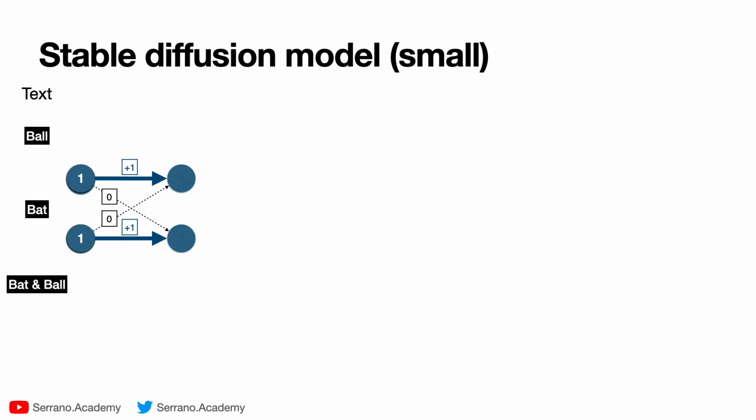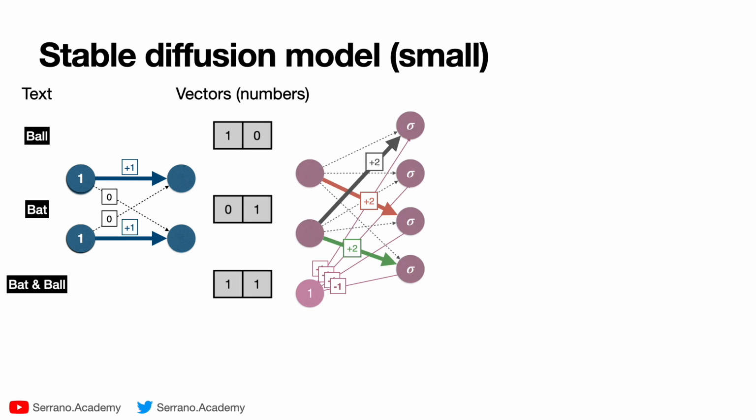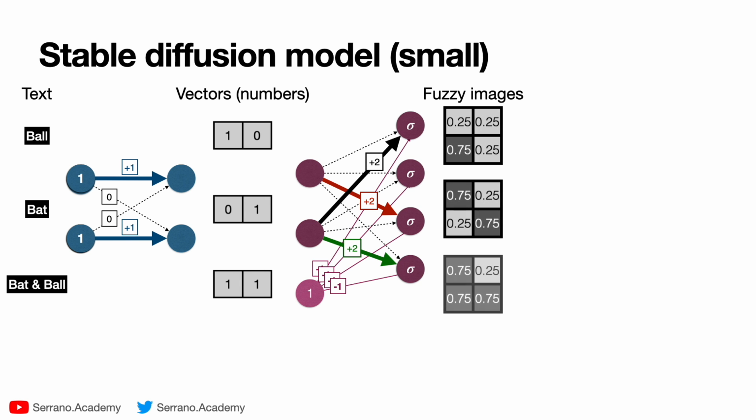But in the big case, imagine a full-fledged neural network that will take the words and turn them into embedding vectors. So this neural network outputted these vectors over here, 1, 0, 0, 1, and 1, 1 for the 3 sentences on the left. And then we needed another neural network to actually build the images. And this one built these kind of fuzzy images, where you can sort of see the ball and we sort of see the bat, but they're not super clear.